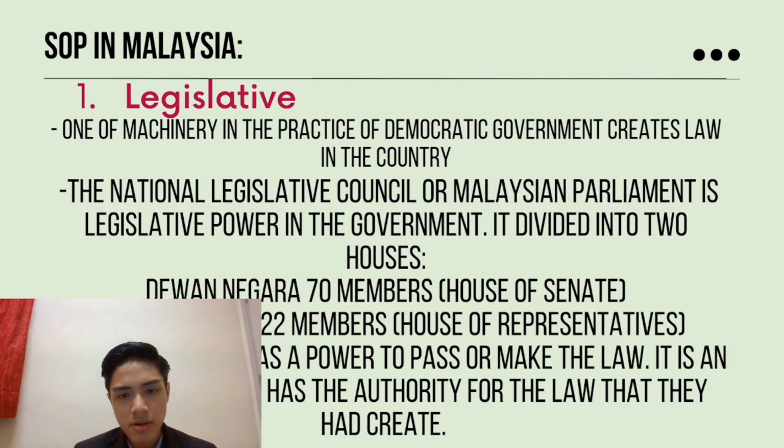Making law is a primary function of the legislative branch, to design and implement policy, rules, and regulations. The legislative body has the power to pass or make the law. It is an organization that has the authority over the laws that it has created. It is the authority of a legislative body to make laws for political units.